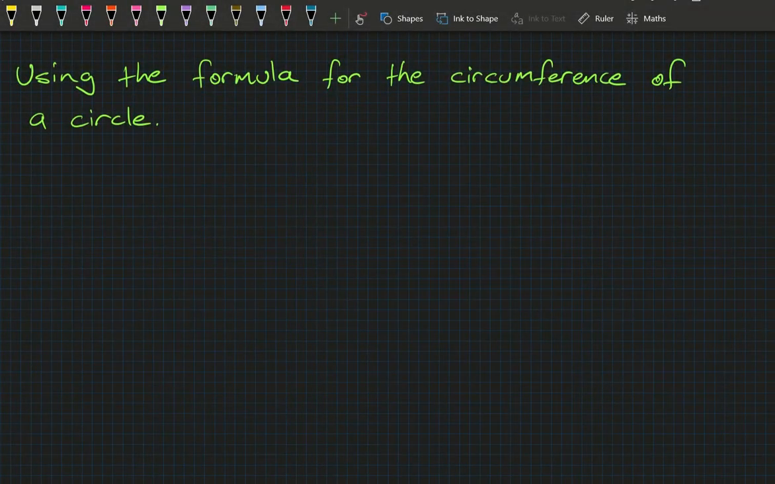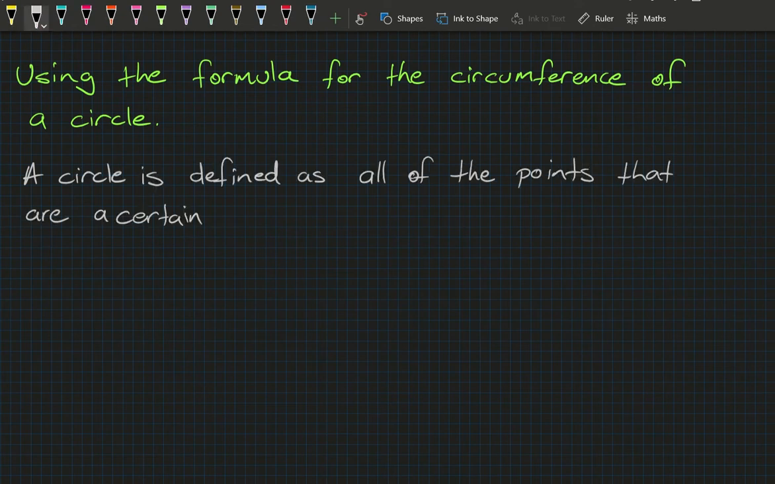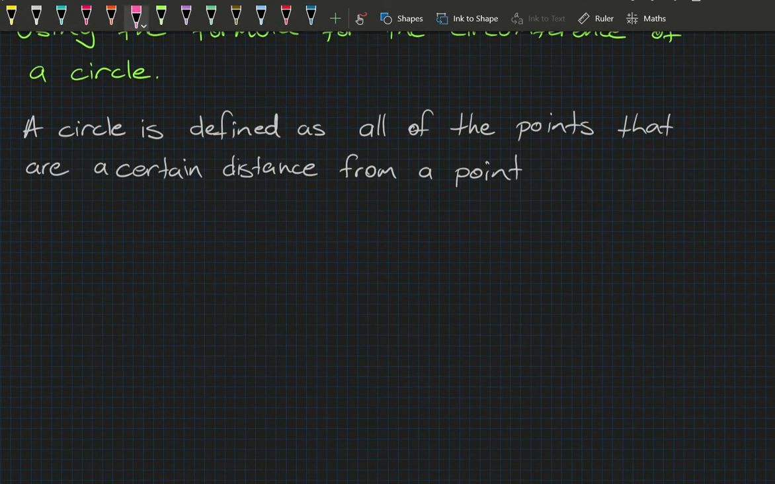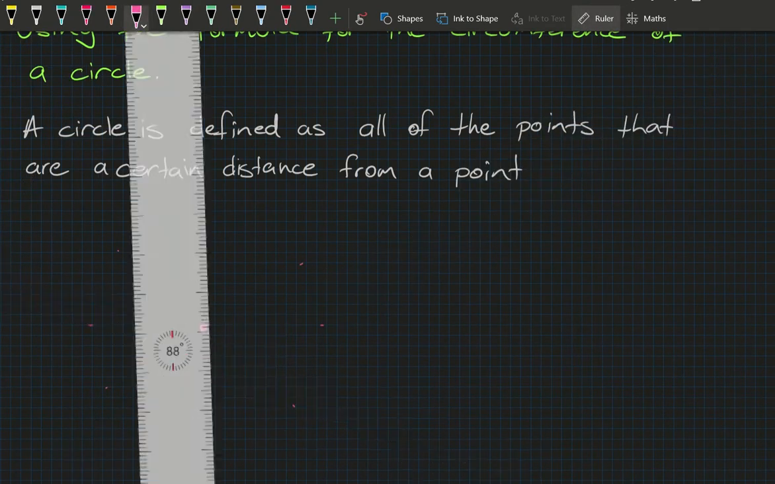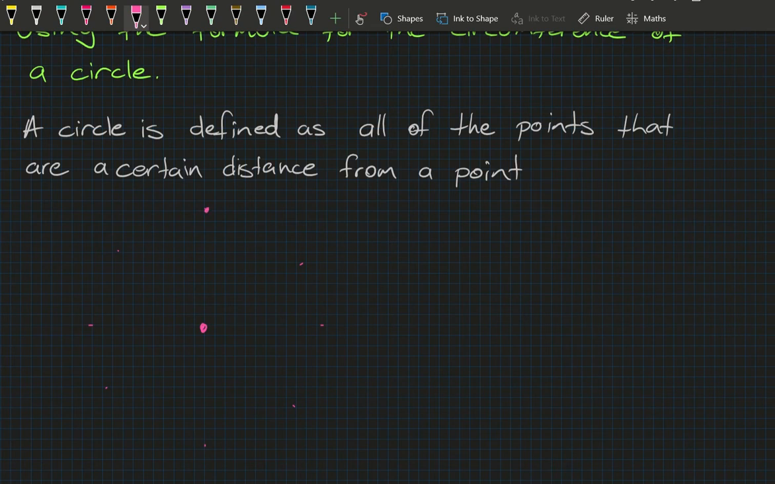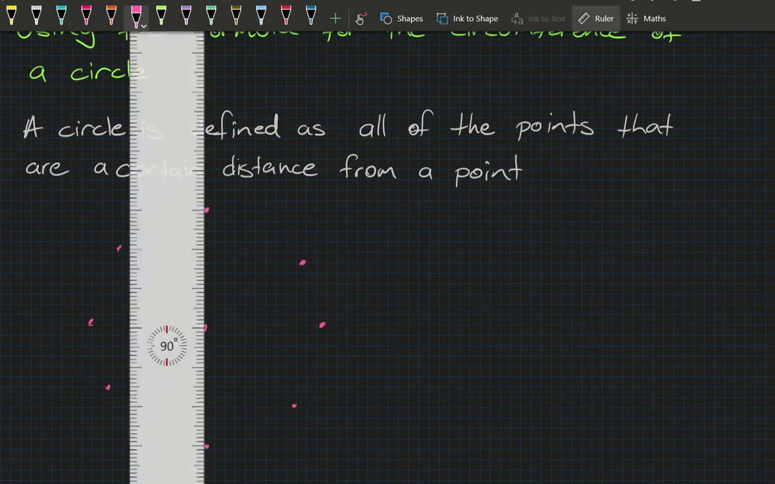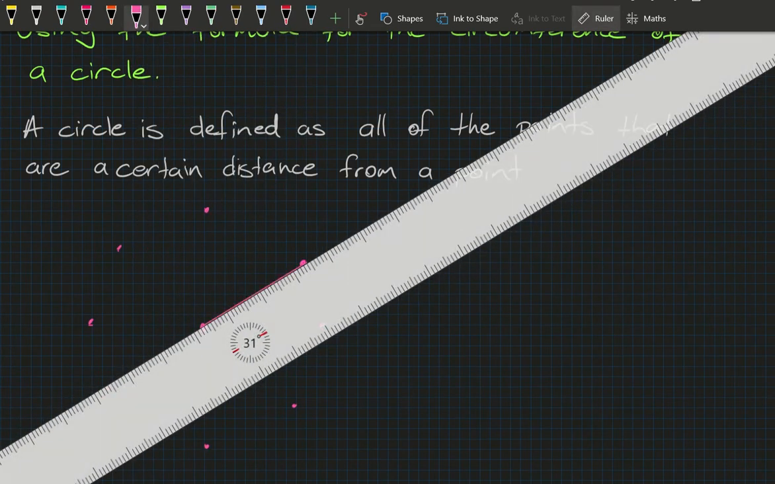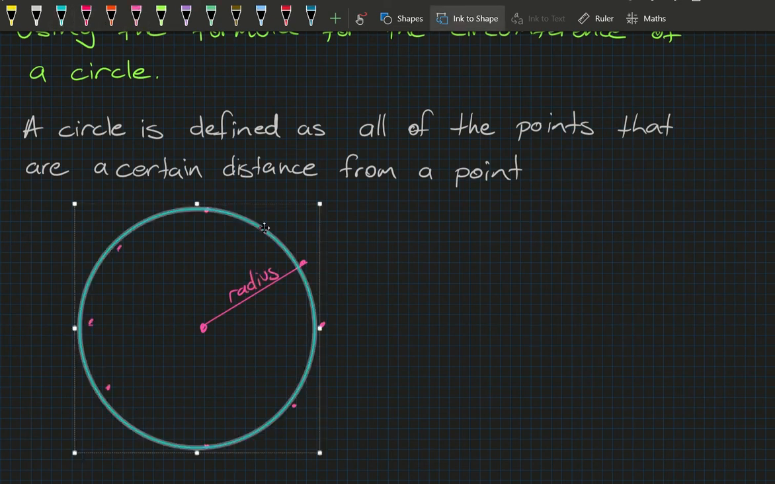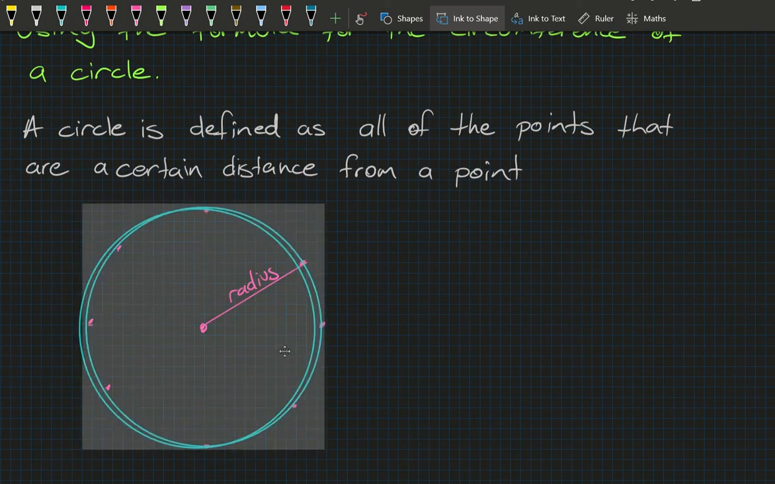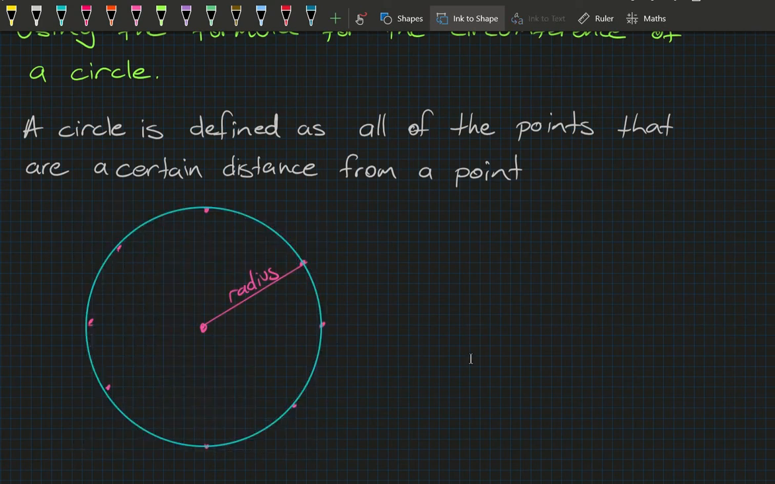A circle is defined as all of the points that are a certain distance from a point. So let's just start from this point and marking in 8 points that are exactly 3 units away. Now you can see this already looks like a circle. The distance from the center to the edge is called the radius. And using the wonders of OneNote, let me draw a perfect circle, which I'm going to need to drag into place. And you can see that these points I've marked out earlier are pretty much all on the circle.